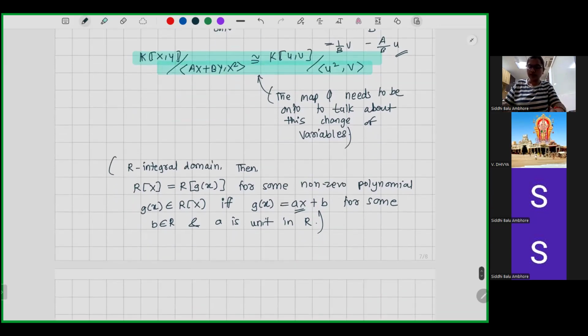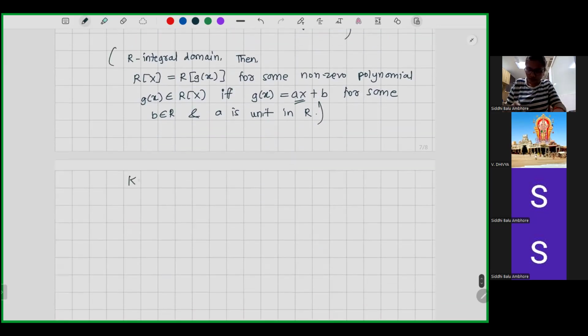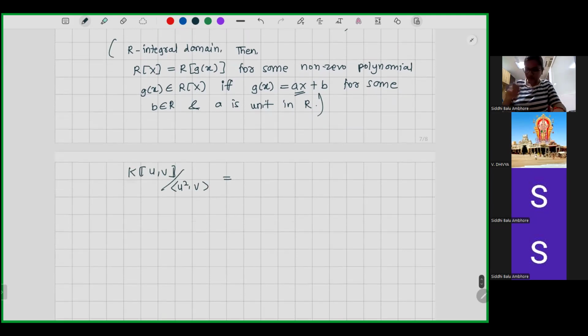Okay, and when I work in this ring K[[u,v]] quotiented by (u square, v), what is the dimension of this ring? Here, the dimension of this ring will be 1, right?